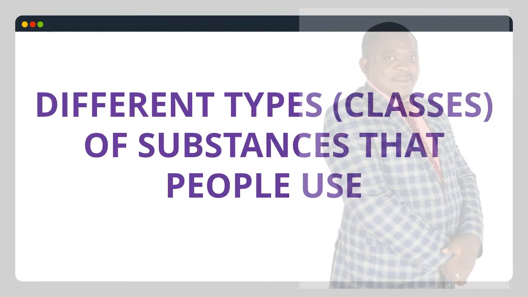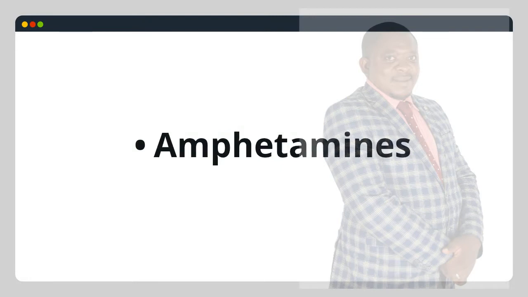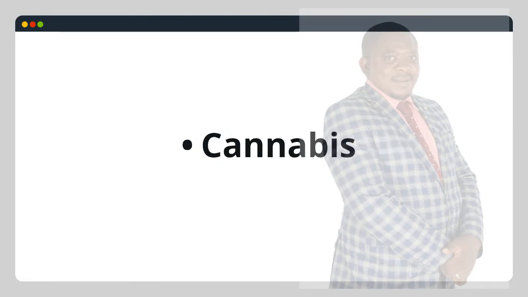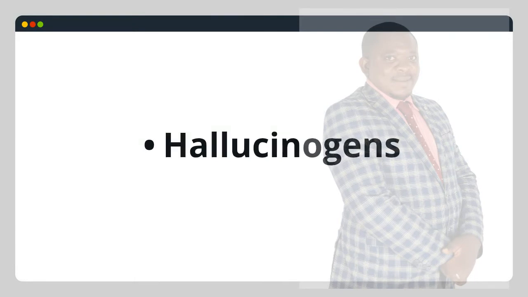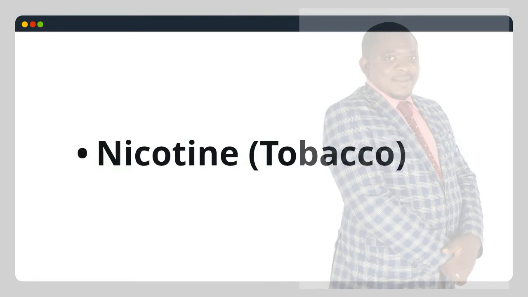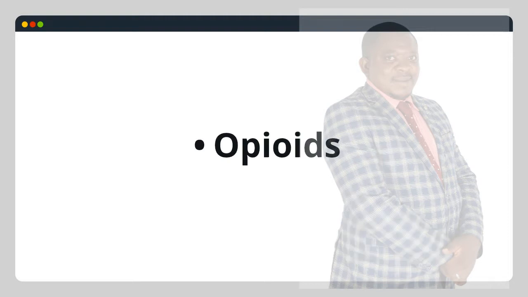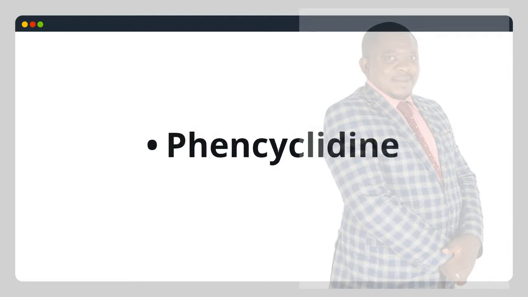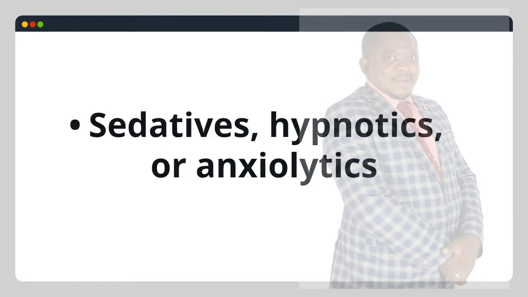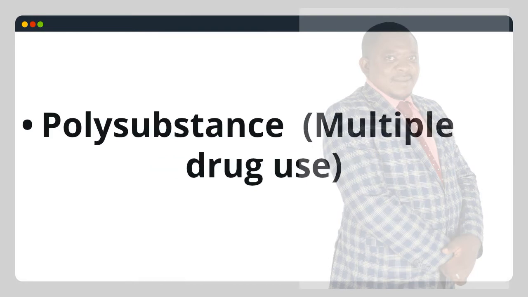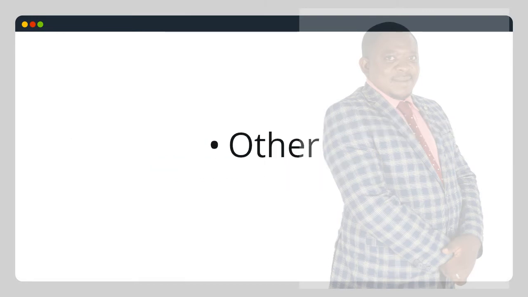Different types, classes, of substances that people use: Alcohol. Amphetamines. Caffeine. Cannabis. Cocaine. Hallucinogens. Inhalants, volatile solvents. Nicotine, tobacco. Opioids. Phencyclidine. Sedatives, hypnotics, or anxiolytics. Polysubstance, multiple drug use. Other.